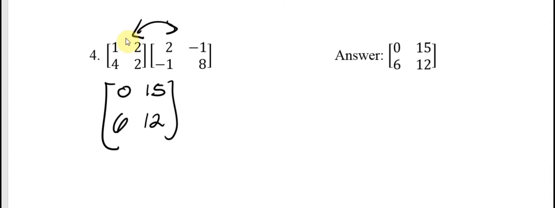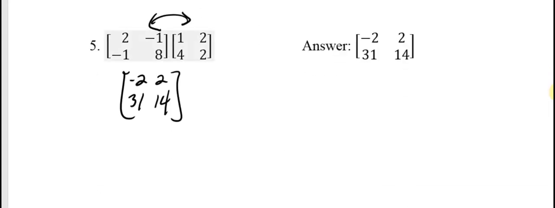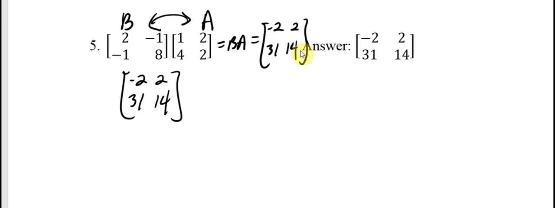So if you think about this, let's say for example this is matrix A, and this is matrix B. So what I did was to do A times B. And A times B gave us this guy, right? 0, 15, 6, and 12. That's A times B. Now we flipped it and we did B times A. So this is B times A. So B times A gave us something different. Negative 2, 2, 31, and 14.